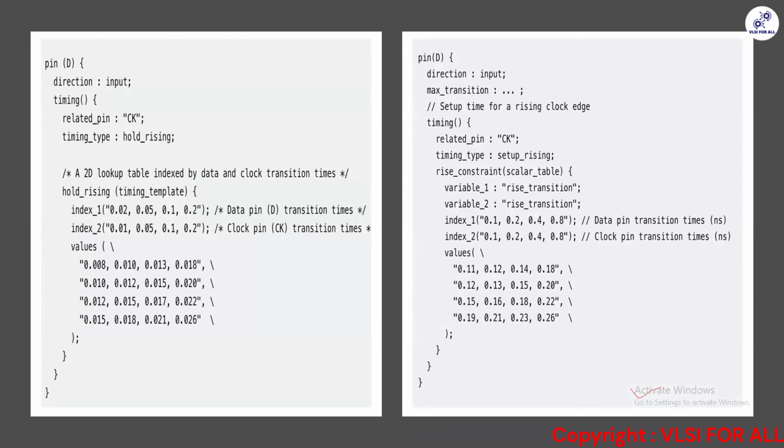Similar will be there for recovery and removal. Just here the pin name would change to CDN. Instead of hold rising, there will be a recovery rising, a recovery falling, a removal rising, and a removal falling, because it has to be done for all the various possible combinations. If my input is making a rise transition, then I have to do that. This is all done by your library characterization team. You just have to utilize it, but you should be aware of it.